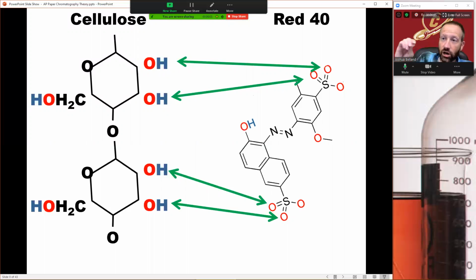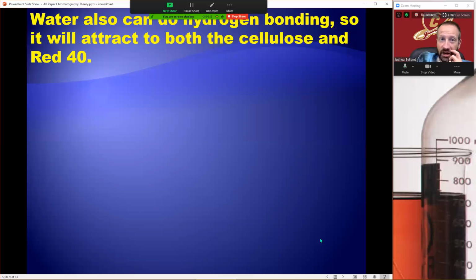If I splash it onto, I don't know, a ceramic plate, I can wash it right off because it's not going to stick to the ceramic. Yeah, and it's not going to form hydrogen bonds to the glassy surface of the ceramic there. Okay, now so what about water?